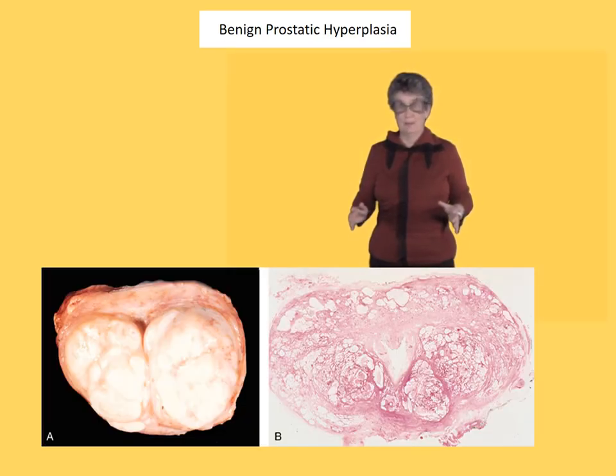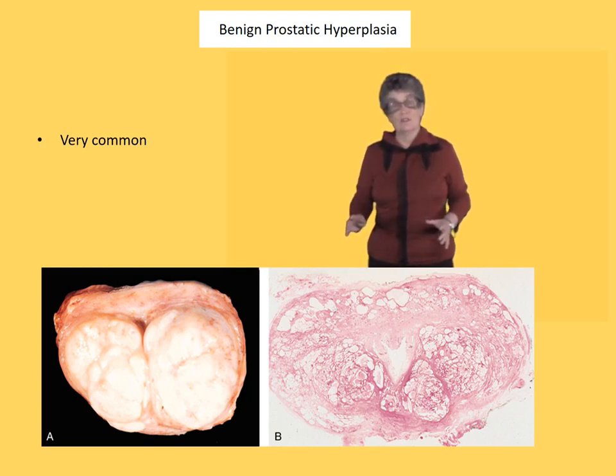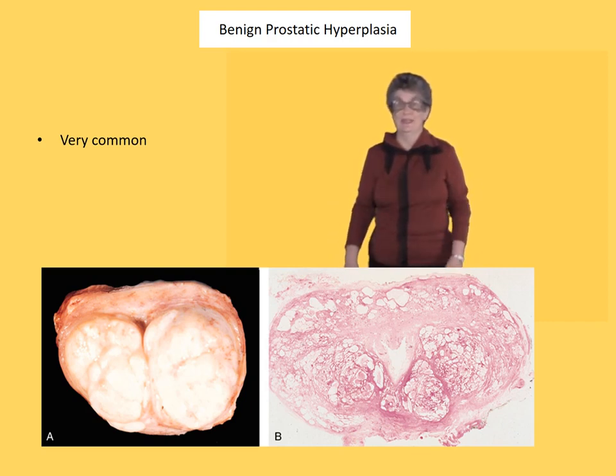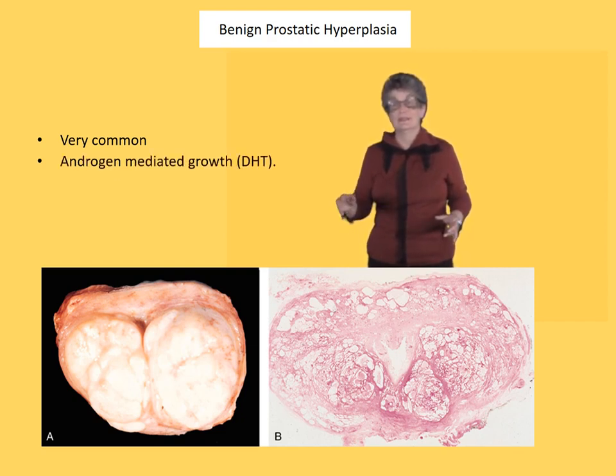Benign prostatic hyperplasia is one of the most common diseases that affects older men. With age, the prostate increases from its small walnut size in young men up to about the size of a tangerine or mandarin in older men. This is due to androgen-mediated growth, dihydrotestosterone.